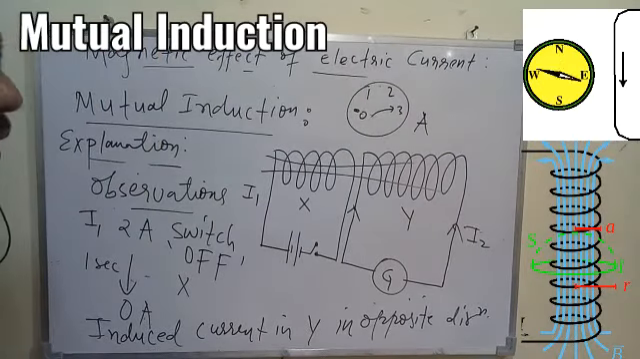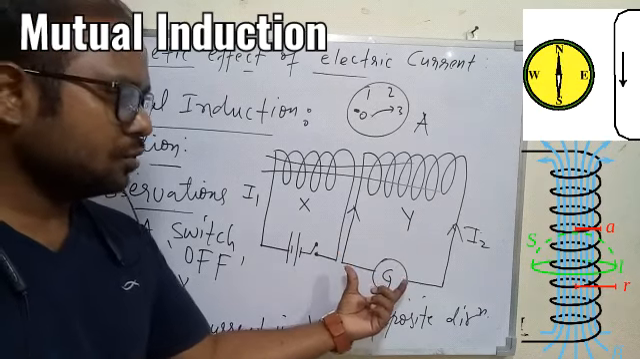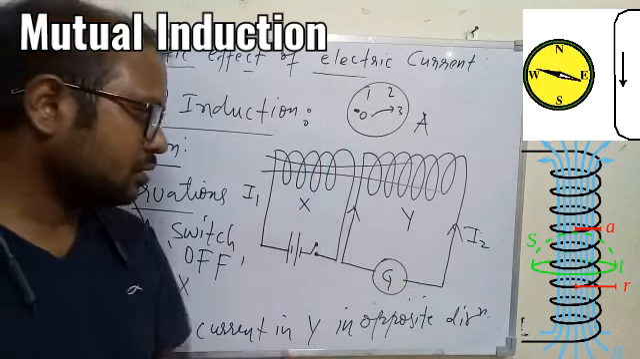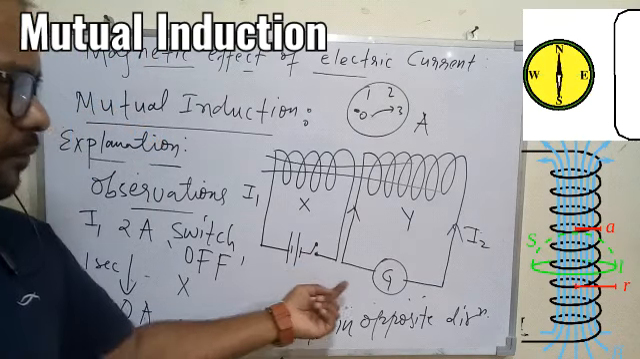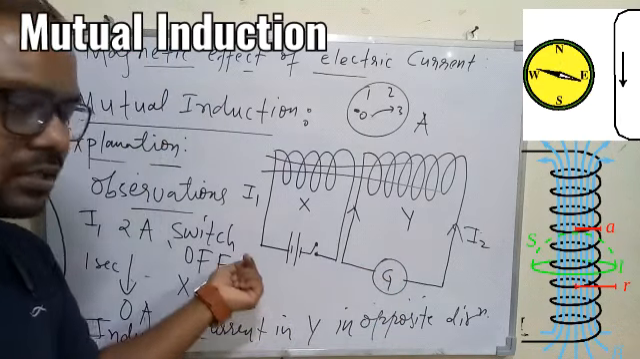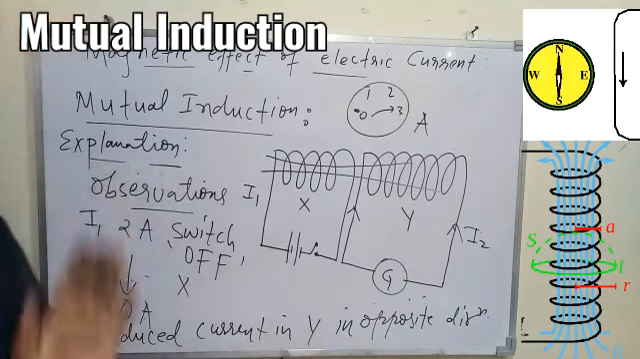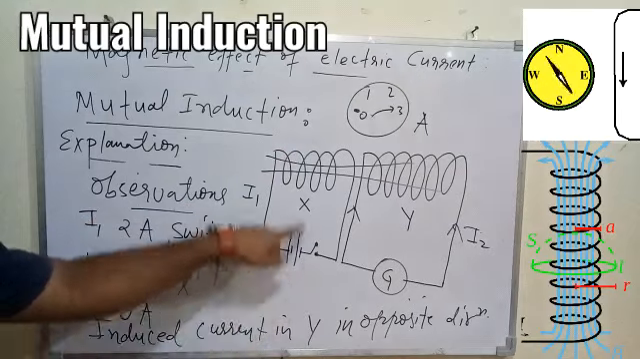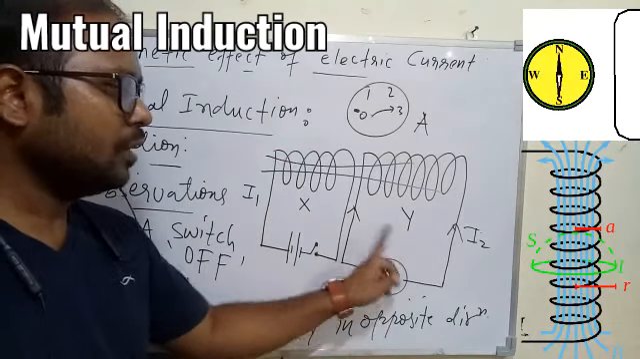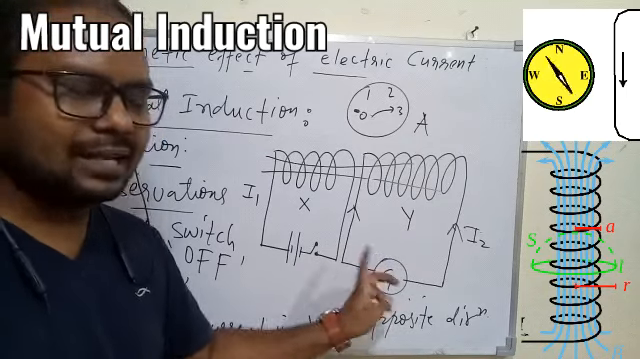Okay, so it is understood that when we switch on the circuit X, it will show some deflection, meaning current will be induced in this coil Y in a particular direction. When the current becomes constant here, there is no induced current in the coil Y. When we switch off the circuit X, again there will be induced current in Y, but in the opposite direction. So if you keep switching it on and off time and again, you will see the needle in the galvanometer in Y also move to and fro.